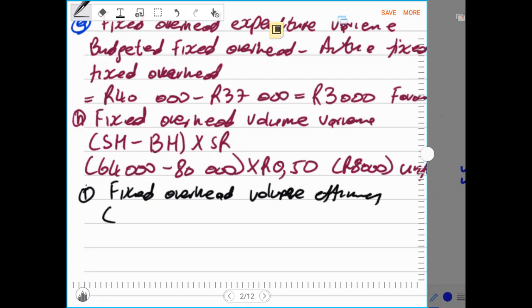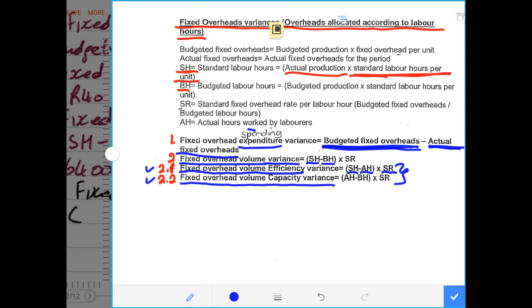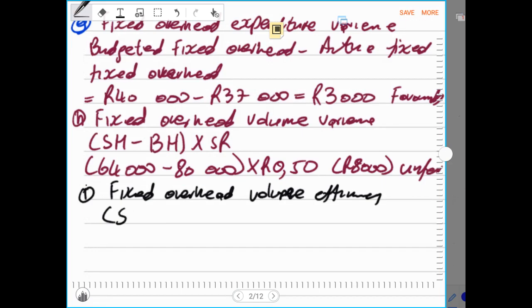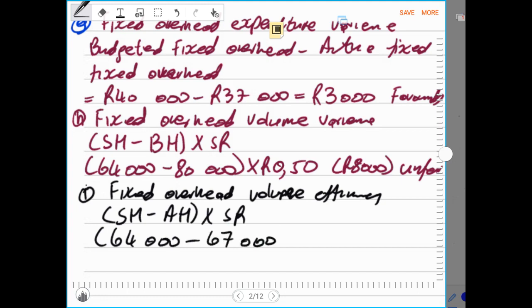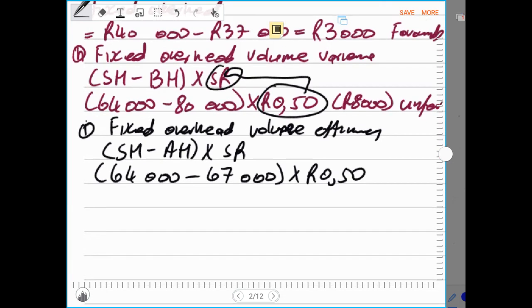then we know that it is calculated by saying standard hours minus actual hours times standard rate. Standard hours has not changed, still the same 64,000. Actual hours, the same 67,000 hours. Nothing has changed. Then we multiply this by the standard rate. The standard rate is the one that we just calculated. Here was the standard rate, we calculated that to be 50 cents. That is where all the figures are coming from.